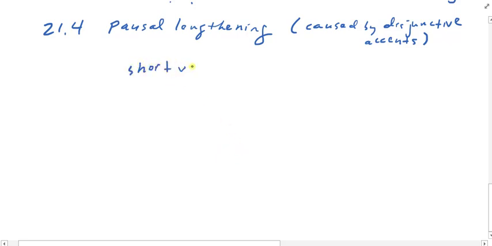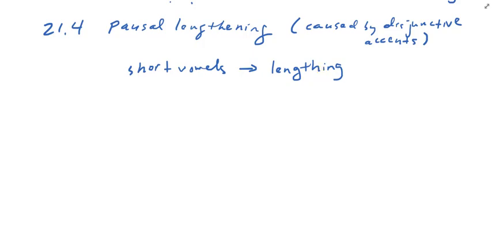Short vowels can undergo lengthening. If the vowel is already long, then I can't lengthen it any longer, okay? But if a vowel is short, boy, I really can't spell today. If the vowel is short, then it can undergo lengthening. So, he gives us 3 examples of lengthening here.